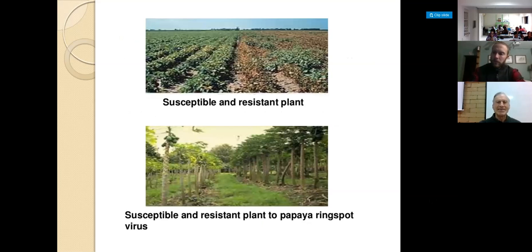Here's some examples of susceptible and resistant plants. Sometimes the seeds for varieties that are resistant to disease are a little more expensive than other seeds, but if the disease is going to be a problem, in the long run it's going to save you a lot of money.